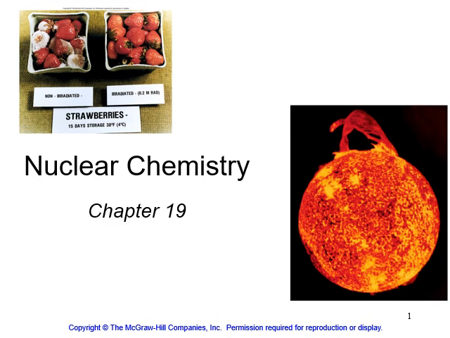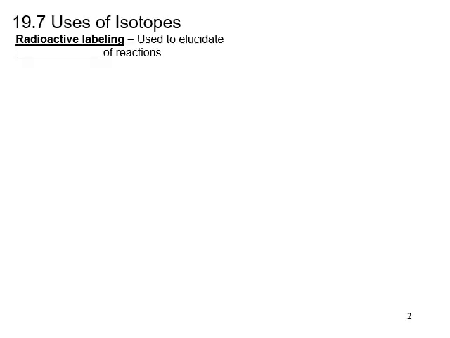Hey, you guys, here we are for your last installment of Chapter 19, Nuclear Chemistry, Sections 7 and 8. Let's first look at the uses of isotopes. Isotopes are used to elucidate mechanisms of reactions. Here's a mechanism of a reaction. A mechanism shows how something happens and in what order.